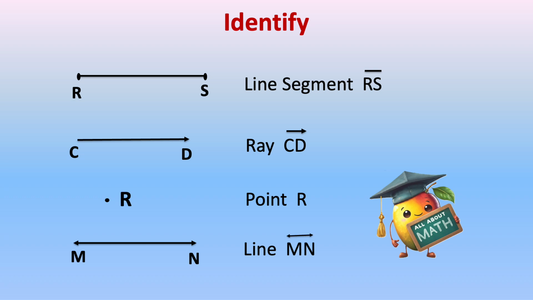So just remember the arrows. Both end arrows is a line, one side arrow is a ray, no arrow is a line segment. A line segment has two endpoints, like the two words line and line segment.